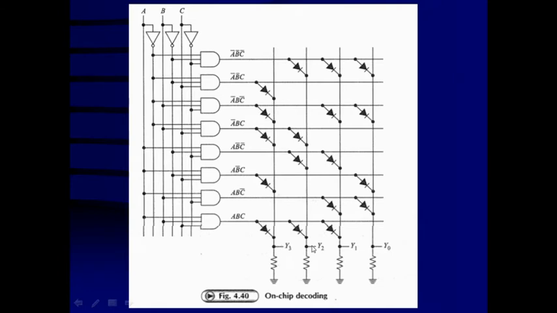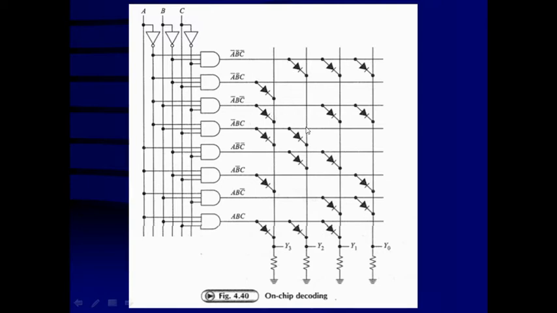Similar thing for Y2. For Y2, how many diodes are connected from horizontal to vertical? 1, 2, 3 and 4. So 4 fundamental products will be there. Which is that fundamental product? A bar, B bar, C bar is the first fundamental product.